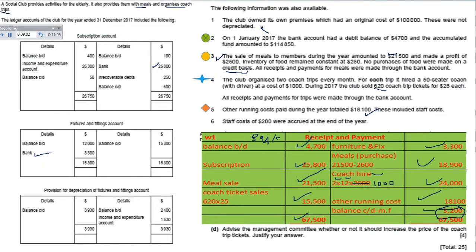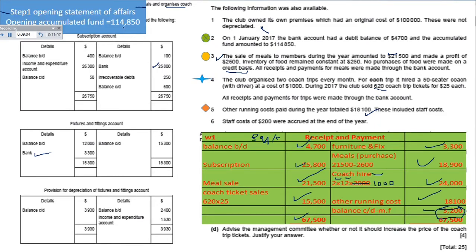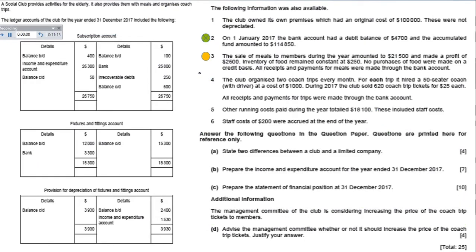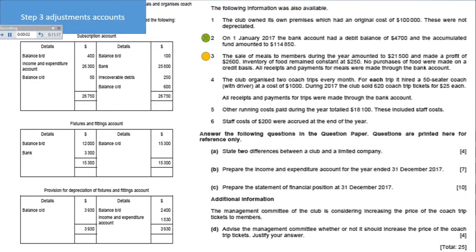So step 1 was given here. You can see here, statement of affairs. Step 2 is done out here. Receipt and payment done. So now we go to step 3. In step 3, you need to make adjustment accounts. To make adjustment accounts, you already have subscription account, you already have fixture and fittings, you already have provision for depreciation on fixture and fittings.